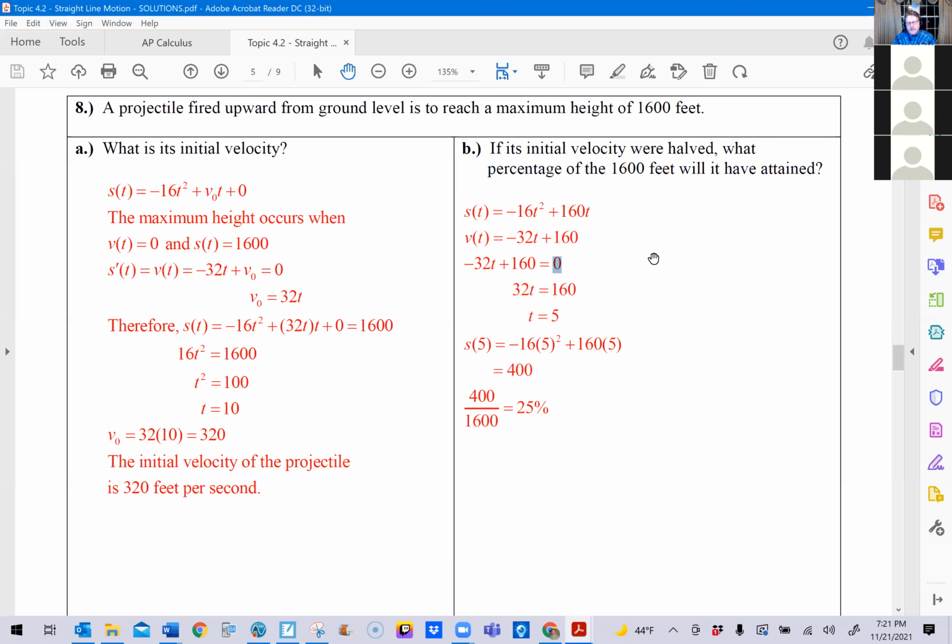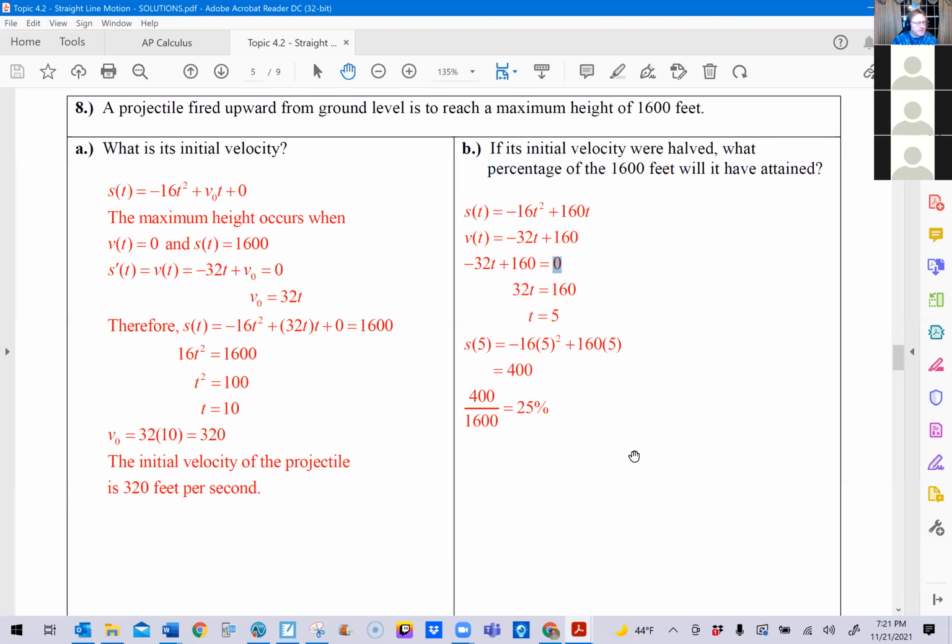In other words, the object will reach its maximum height at time 5 now, where before it was time 10. And you have to plug that 5 into the position equation to see how high it's going to be, which is 400 feet. Not the 1600 like we thought. And so it's 25%.